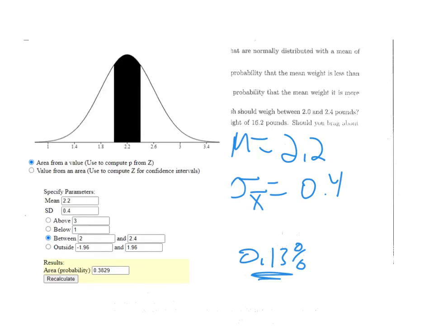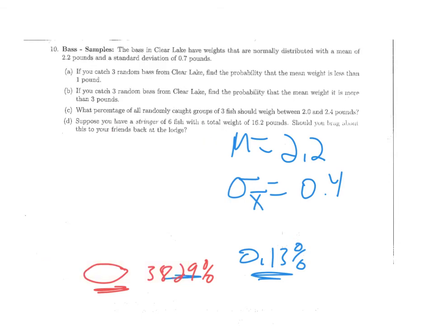So they threw it in for us, and we know that 68% of the distribution, of all the samples, would fall in between that amount. So this should be less than 68%, and sure enough it is. It's 38.29%, if you want to write it as a percentage. Okay, nothing earth-shattering there. So how about this next one?